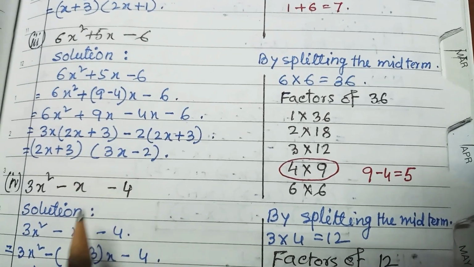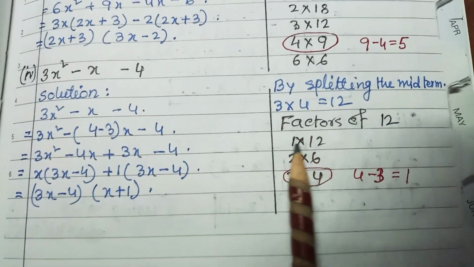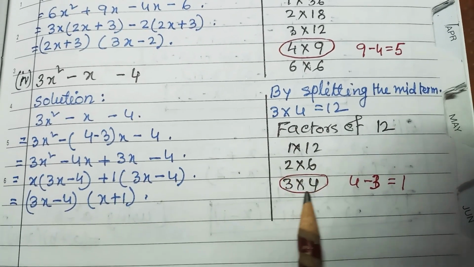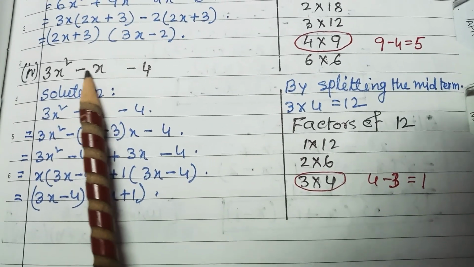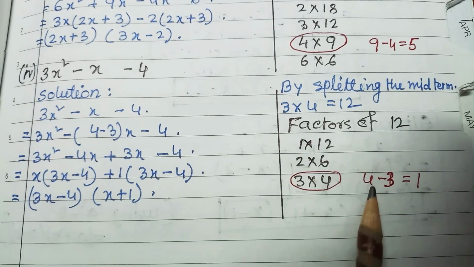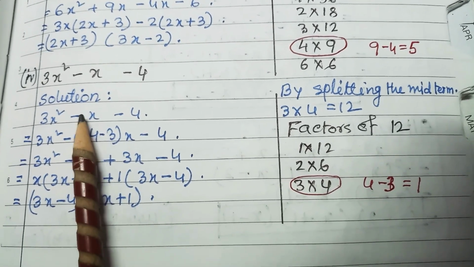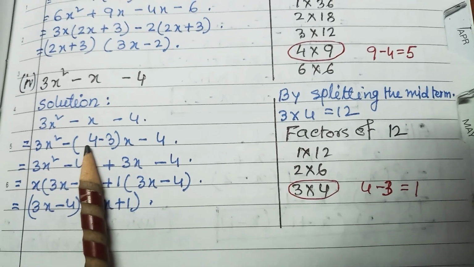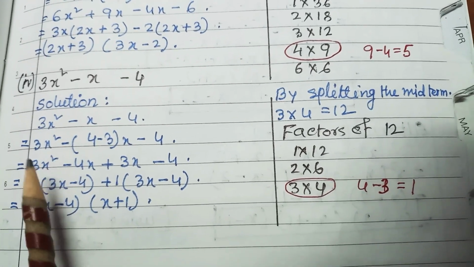It is the factorization. Next, 3 fours are 12. Now the factors of 12: 1 twelve, 2 sixes, 3 fours. Now by subtraction we have to get 1 here. So 4 minus 3 is equal to 1. Instead of 1 you have to write 4 minus 3, and the rest of the part you have to copy as it is.